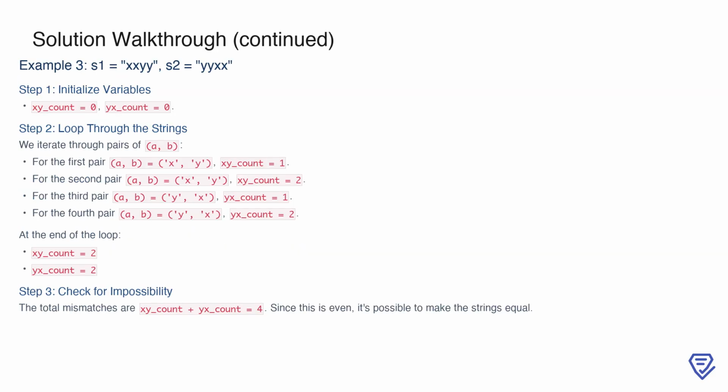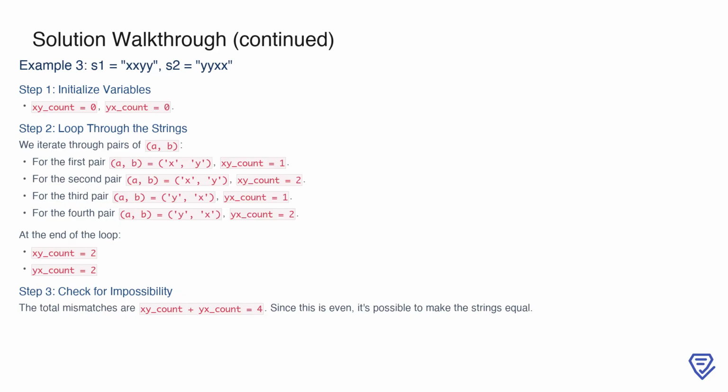In this example, we consider S1 as XXYY and S2 as YYXX. As usual, we initialize XY_count and YX_count to 0. Then, we iterate through the strings to count the mismatches. The first pair is X in S1 and Y in S2, so we increment XY_count to 1. The second pair is also X in S1 and Y in S2, so XY_count becomes 2.